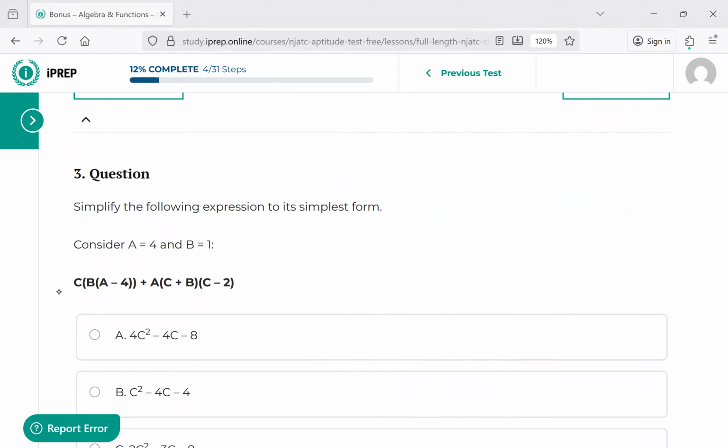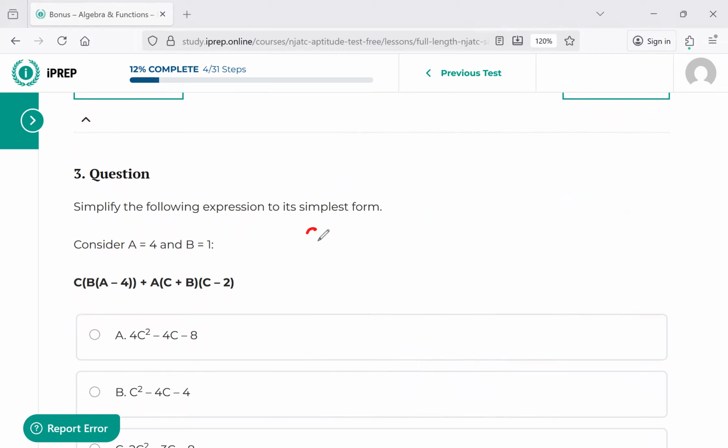Okay, question 3. So consider A is equal to 4 and B equals 1. We got to simplify this. So just be careful with the parentheses. You see there's a double parentheses here, so we got to be careful. Just try to stay neat. So A is 4 and B is 1.